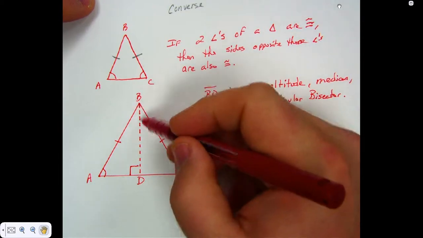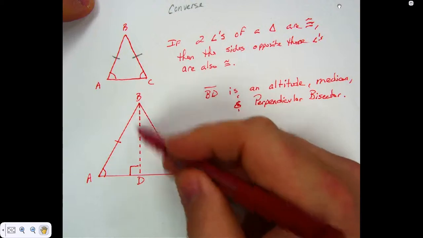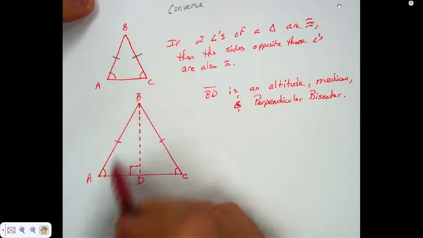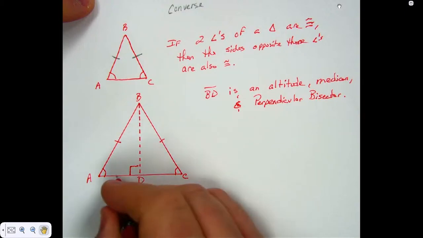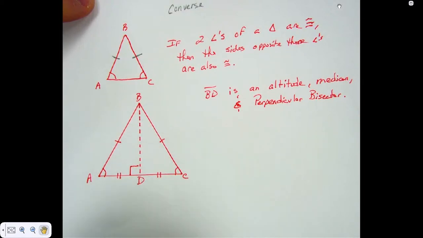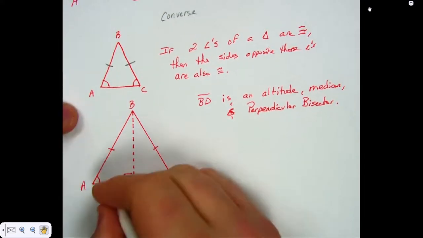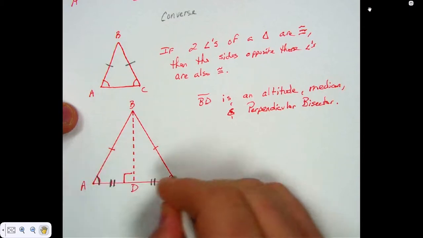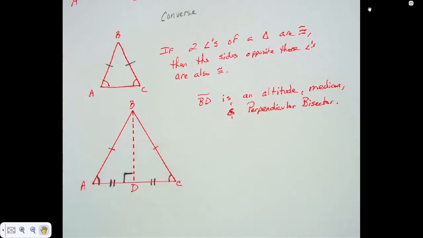When you draw an altitude from the vertex of an isosceles triangle, where these are your two base angles and this is the vertex where the two congruent sides meet, it cuts this in half and it's perpendicular. Okay?